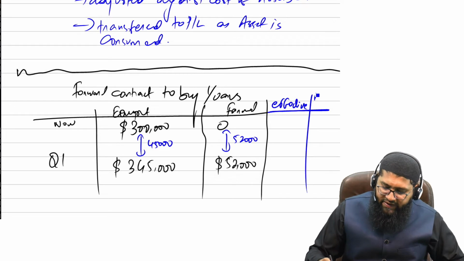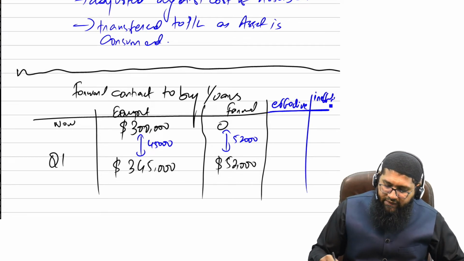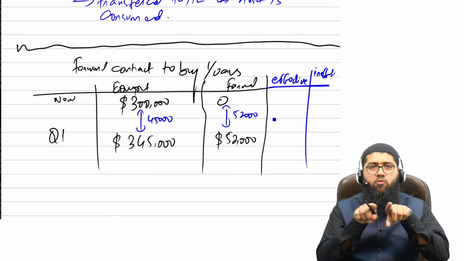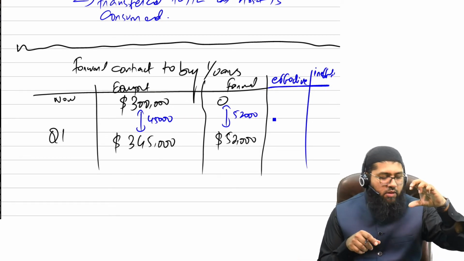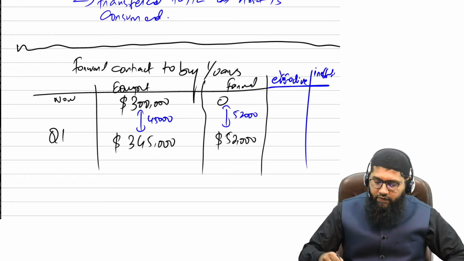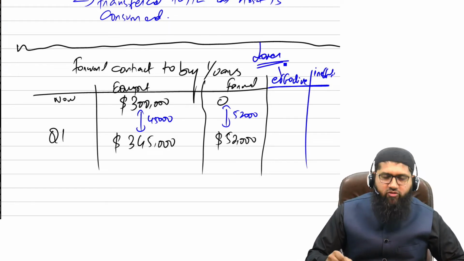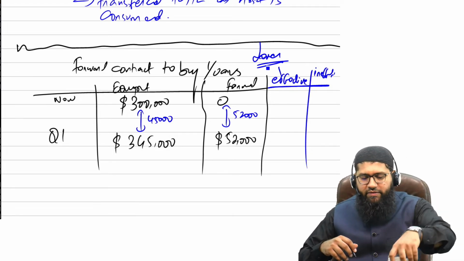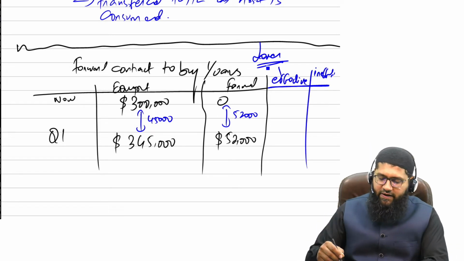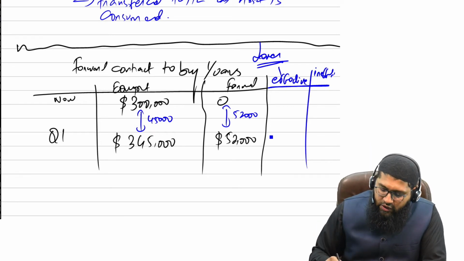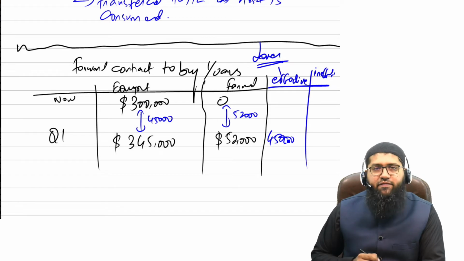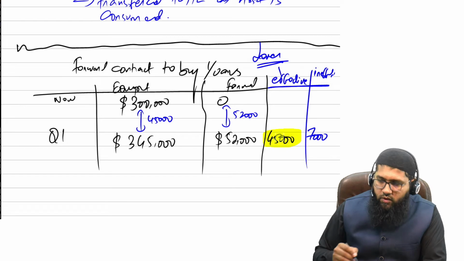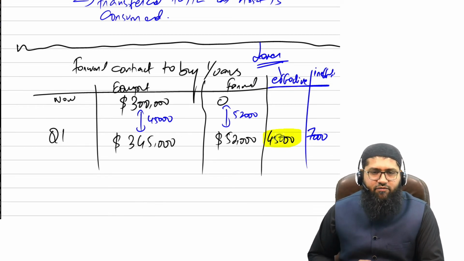There is one portion which is effective and one portion which is ineffective. Now, what is the effective portion? You compare the movement in both the hedged item and the hedging instrument. The lower amount is effective and the higher amount is ineffective. The remaining amount is ineffective. So in this case, 45,000 is effective, 7,000 is ineffective.